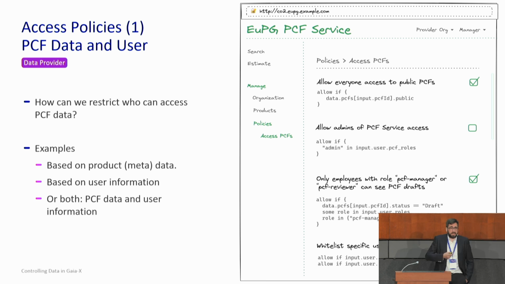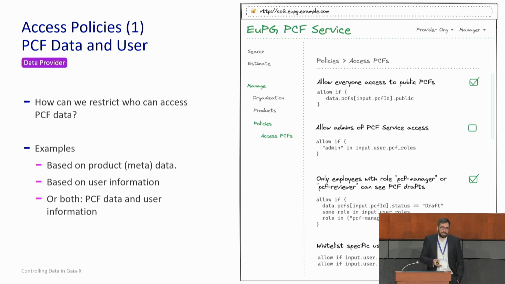We can do it based on multiple things. It's relatively small, I think. I hope you can read it. So, for example, we can use just the PCF data itself. So we can make a policy that is just on the data. For example, if we mark a footprint as public, everyone has access to it. And there's no mention of any input or user in this. But we can also go the other way around. We can just make the access dependent on the user who accesses it.